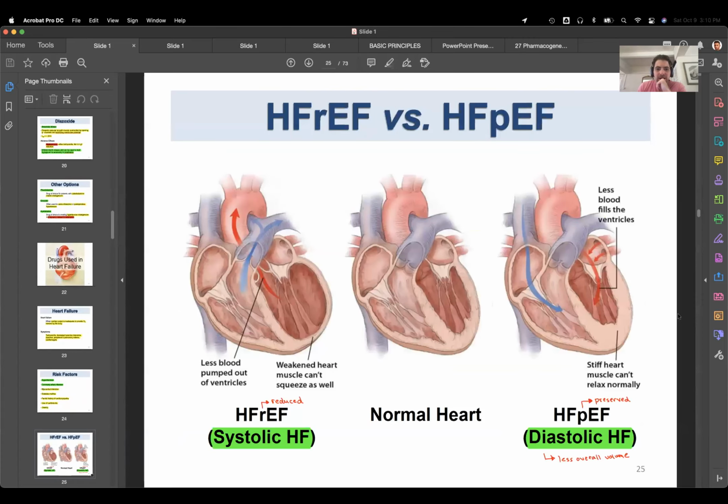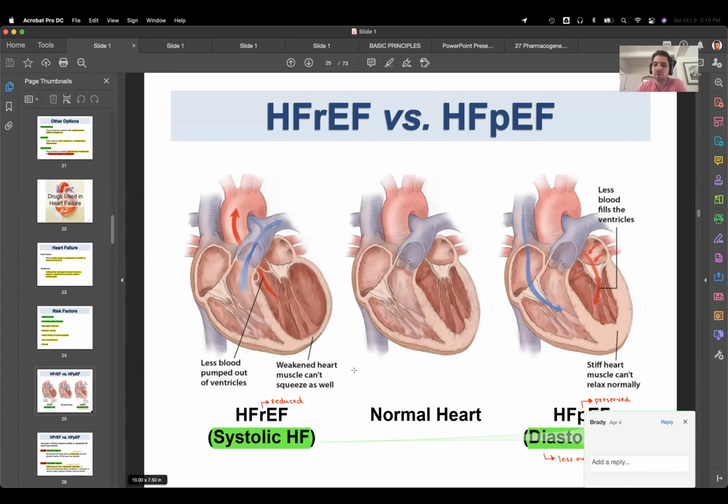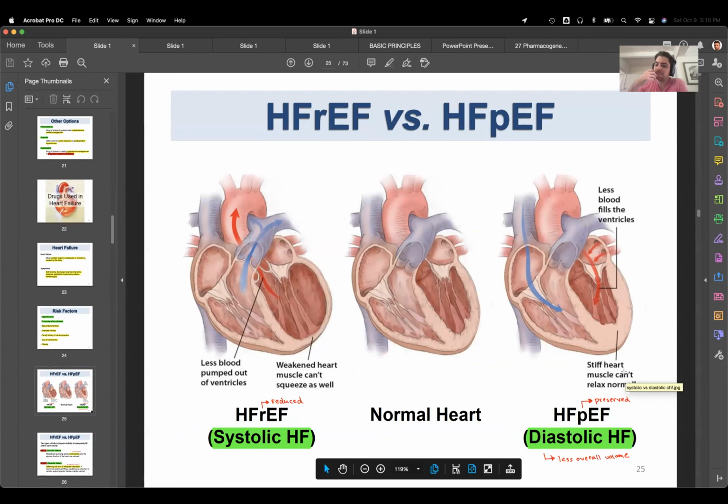All right, heart failure. Now we talked about this, what the difference is, systolic versus diastolic. So systolic, you should say pump failure. If you're giving drugs to help with pump failure, you're going to give something that's going to help the pump work better. If you remember, diastolic is talking about filling problems. So if you're giving something to help with the filling problem, you're giving something to help relax the heart.